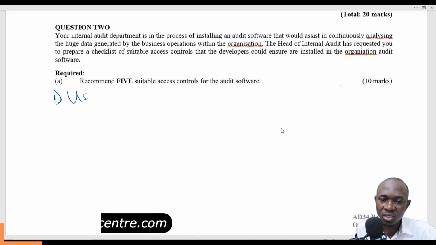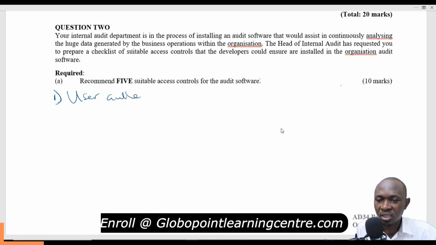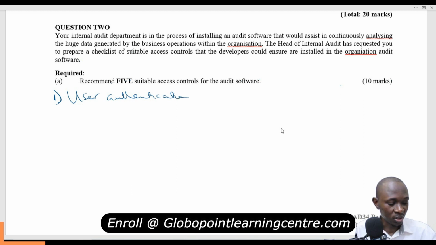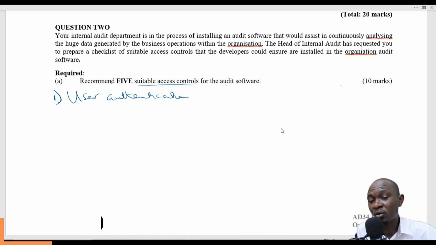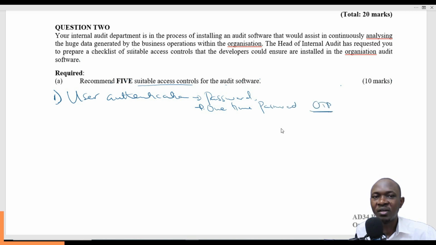So number 1, you have user authentication, and this is one of the suitable access control tools that are supposed to be adhered to when you are developing an audit software. User authentication is where you have to have a password to be able to access the system, and perhaps you might also need to take it to another level where you are sent a one-time password to your phone. It's normally called the OTP. It's sent to your phone just to verify that it's actually you.